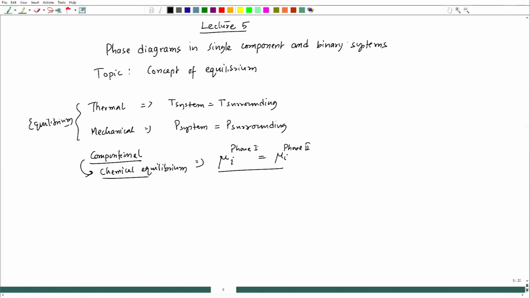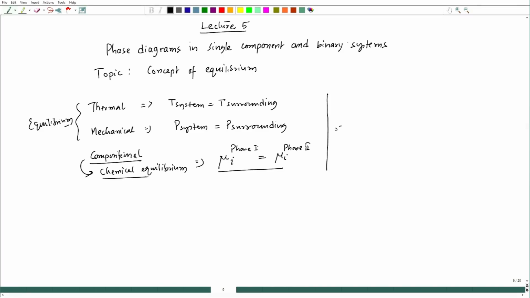But this chemical equilibrium will be discussed more when we bring in binary phase diagram conditions. Otherwise, in the case of a single component, since the composition is the same everywhere, we do not bother about it. In that case, equilibrium will be decided by variables like pressure and temperature, or temperature and volume, or pressure and volume, because the third one will be decided on the basis of the equation of state.